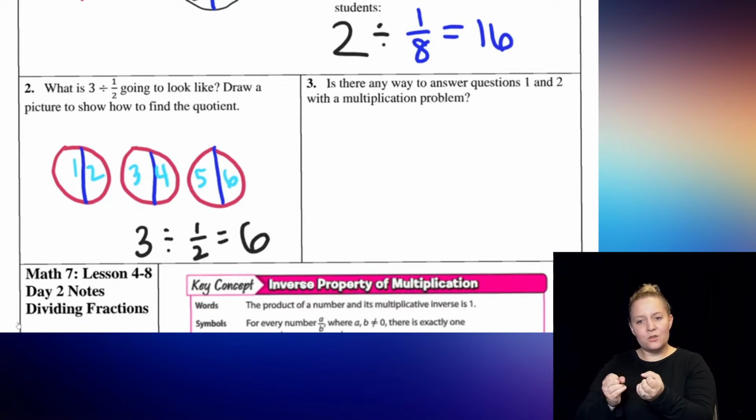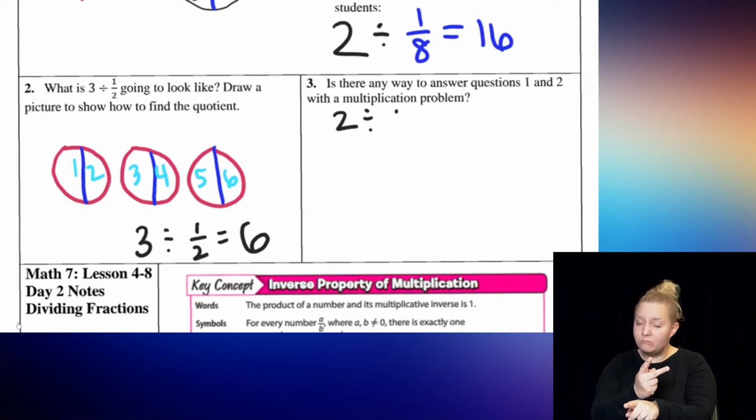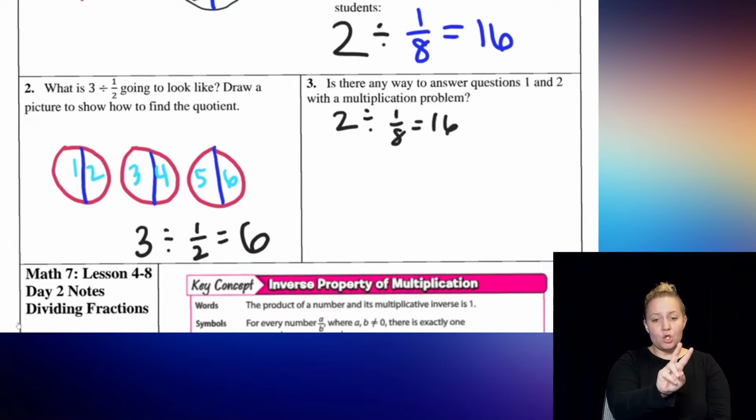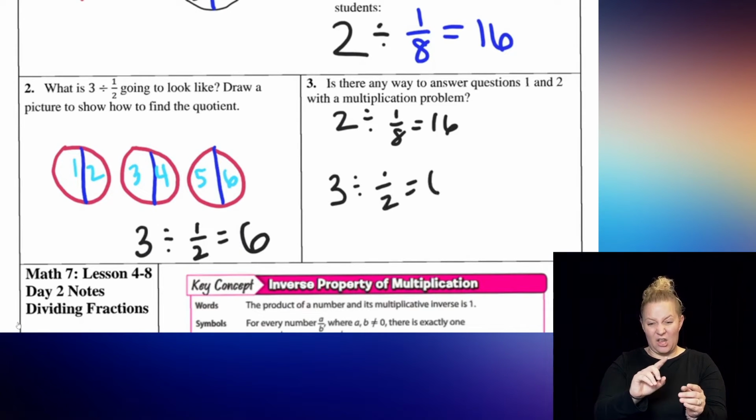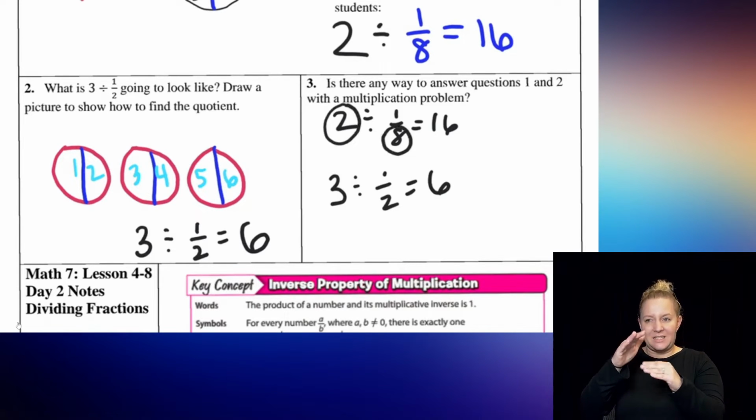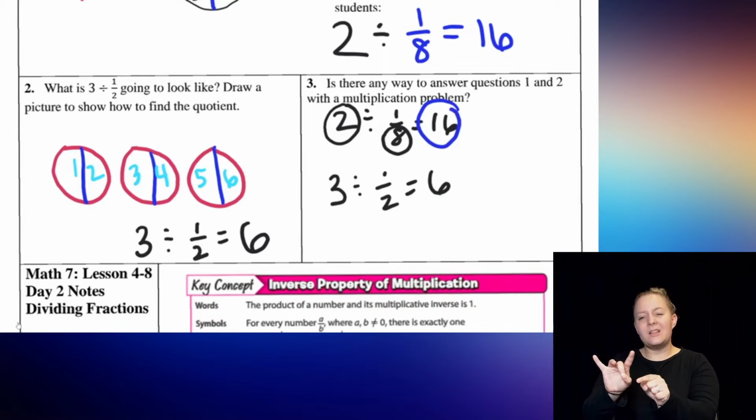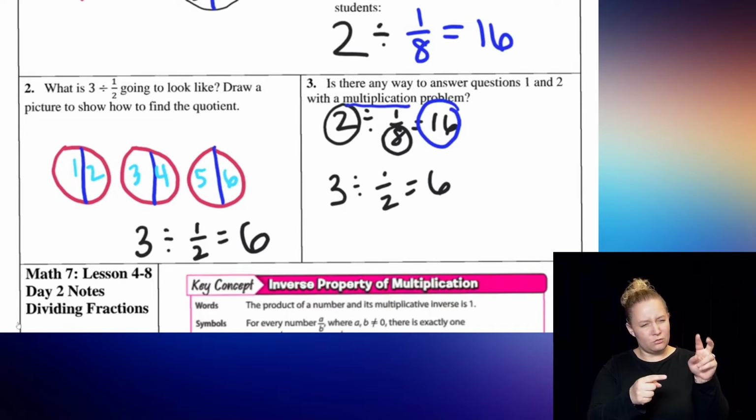So then question 3 says, is there any way to answer questions 1 and 2 with multiplying instead? Okay, so here was our first one, 2 divided by an eighth, that equals 16. And then I had 3 divided by a half, and that equaled 6. So then looking here, okay, I see a 2, I see an 8, and I see a final answer of 16. And we're looking for multiplication, right? It looks like I took my whole number 2 and multiplied by the denominator. Okay, interesting.